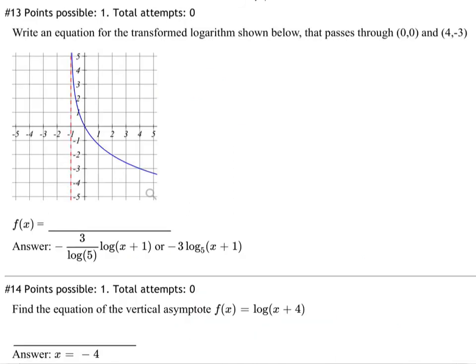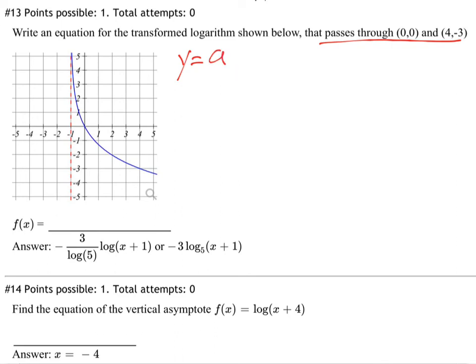Okay, number 13. Now we want to graph this thing. And we're going to actually work backwards on this one. They're telling us to write an equation, using the fact that it passes through 0, 0, and 4, -3. So we're saying it's y equals, maybe some number in the front.